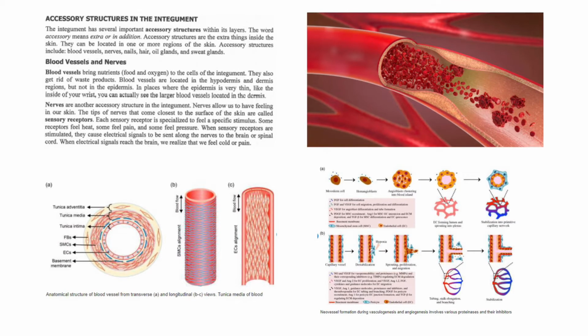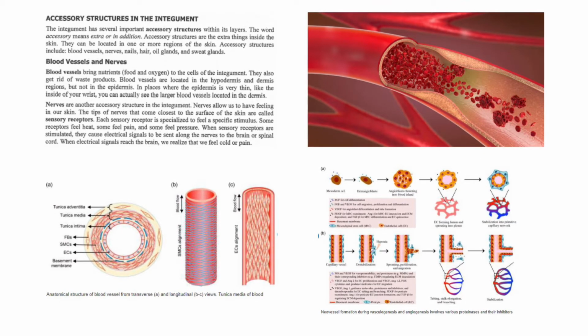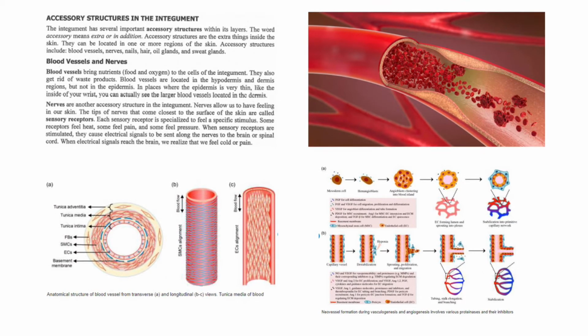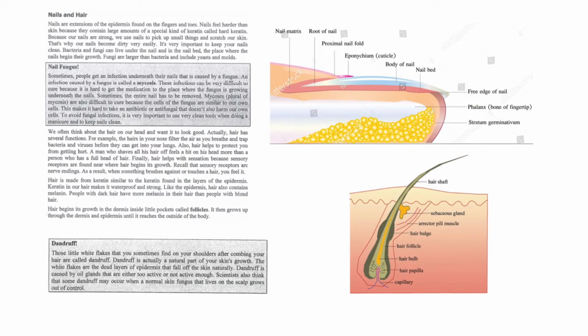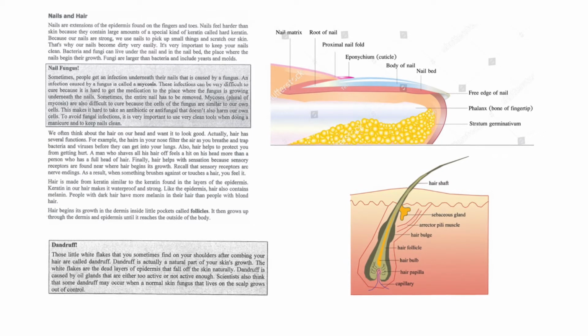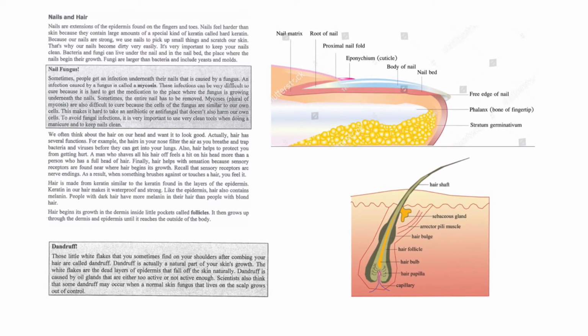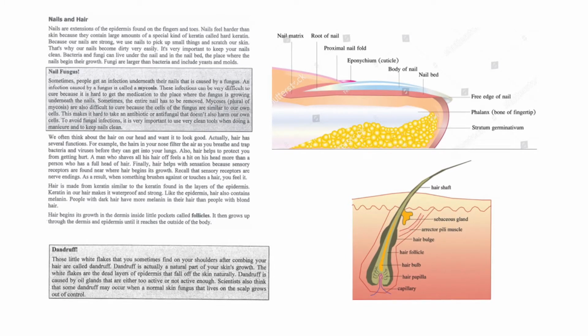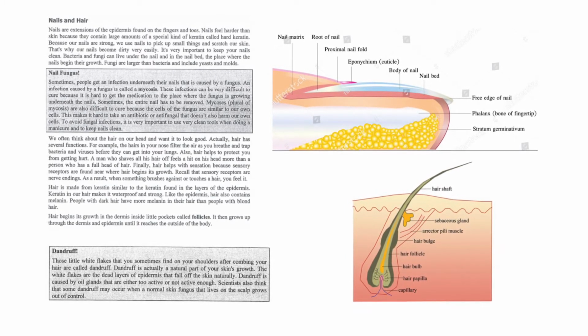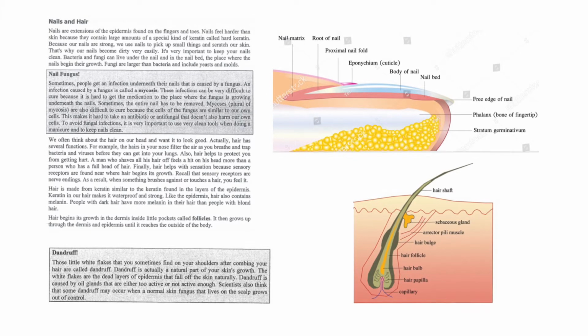When electrical signals reach the brain, we realize that we feel cold or pain. Nails and hair. Nails are extensions of the epidermis found on the fingers and toes. Nails feel harder than skin because they contain large amounts of a special kind of keratin called hard keratin. Because our nails are strong, we use them to pick up small things and scratch our skin.